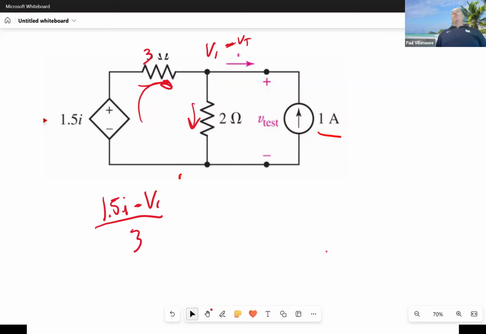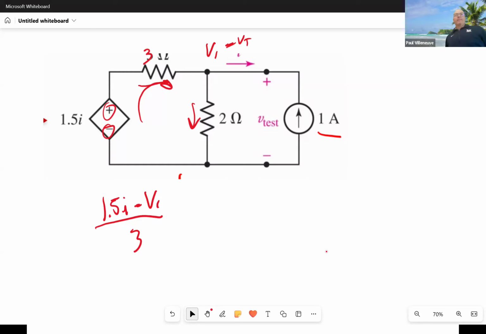Now you're going to say, wait a minute, Paul, 1.5 I, that's a current, isn't it? But look here. That 1.5 I is just giving you a controlling voltage. It's the controlling variable for a voltage source, not a current source. If that was an arrow pointing in, we wouldn't be able to do this, right? But since it's a plus to minus, which indicates it's a voltage source, we can go ahead and do the KVL approach there.